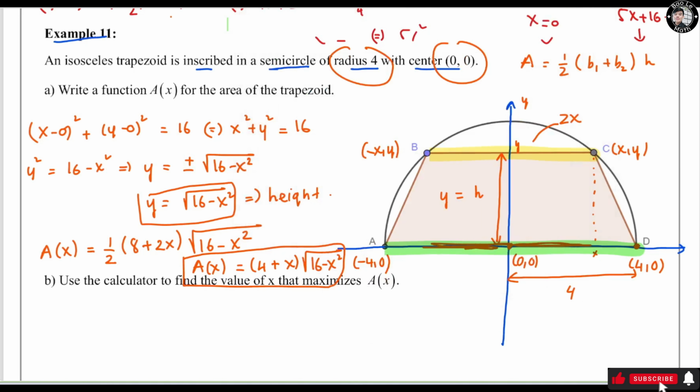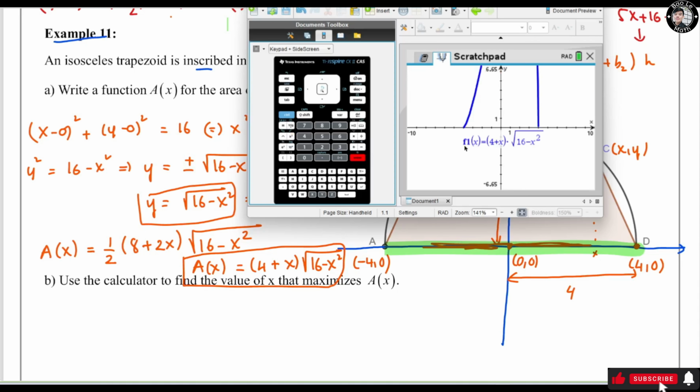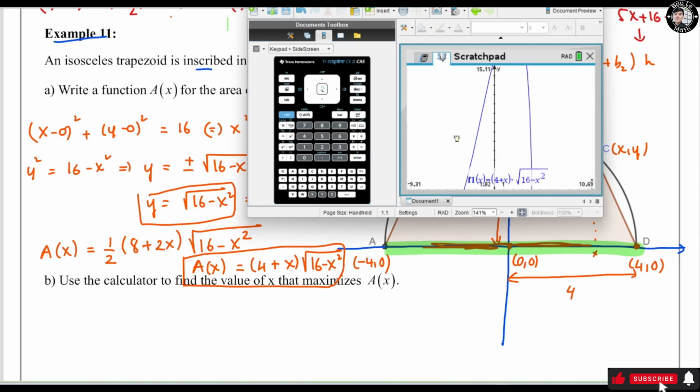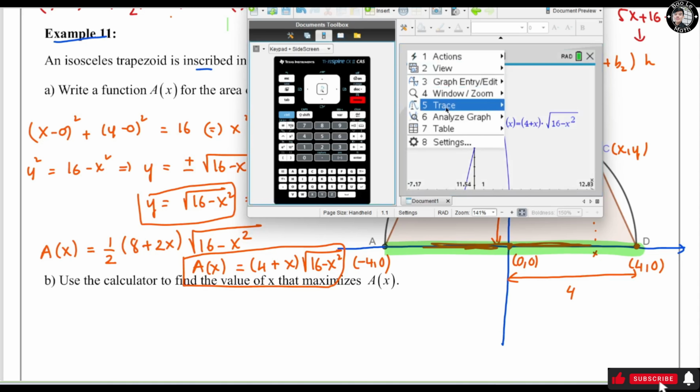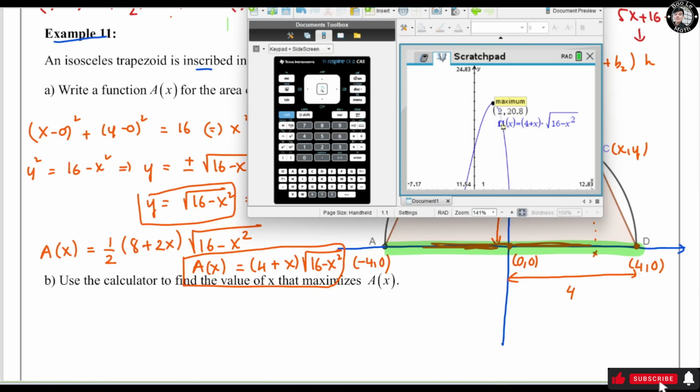Now we're going to pull up the calculator to find the maximum of this one. Hit graph right here, input the function, and hit enter. It's going to be right here. The maximum is right here. Alright, so we're going to press menu, number 6, number 3, go to the left, go to the right. It's going to be 20.8 at s equals 2.